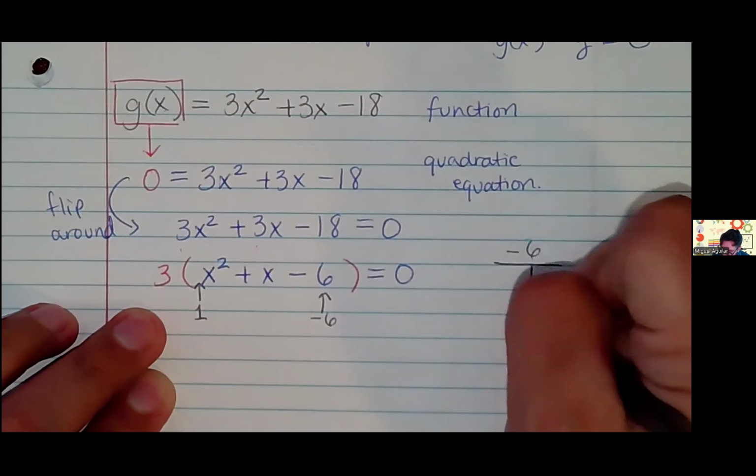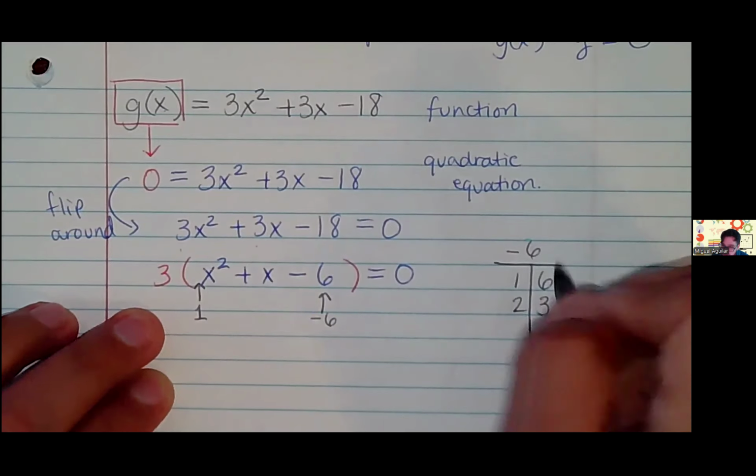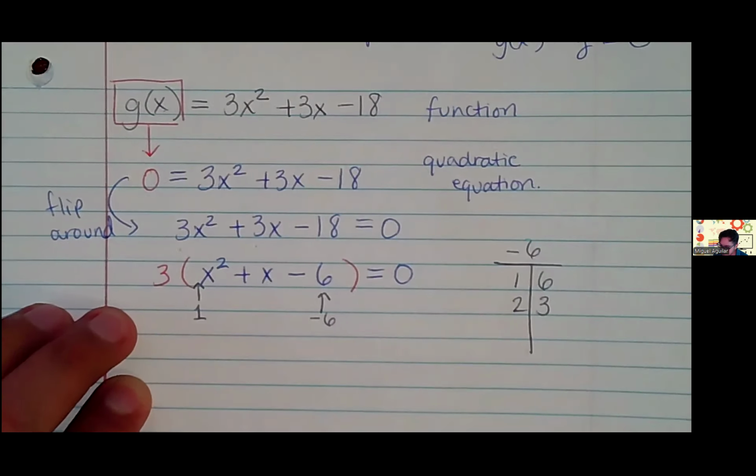1 times 6. 1 times 6. 2 times 3. And that's all the factors of 6, right?